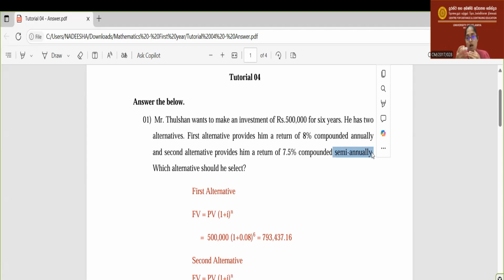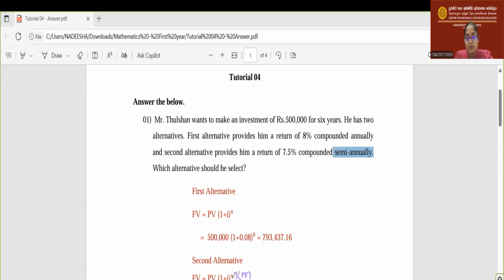Semi-annual means half-yearly. So how many semi-annual periods are there for a year? It's two. That's your m, the number of compounding periods. Since the semi-annual component is there, we have to make a little adjustment. What is the adjustment to be made? You have to divide i by m, and then multiply n by the same m.